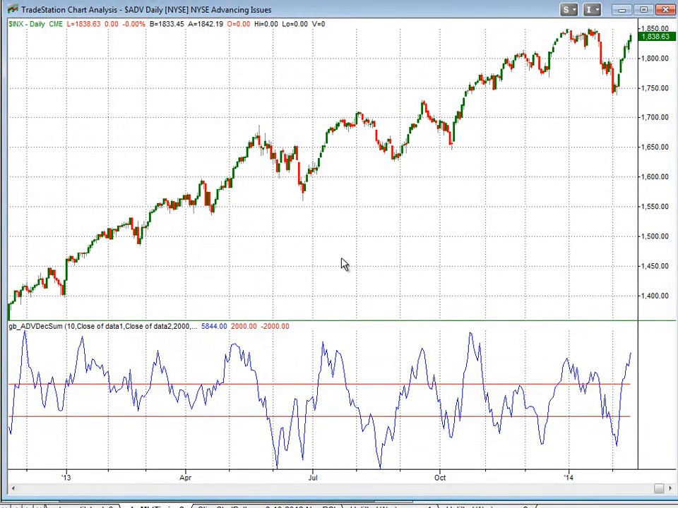If we take a look at a slightly different view, but again, same data, advanced decline data on a 10-day cumulative basis has gotten to a level that is overbought, but we tend to look at this in a way that we want to see it come all the way back down, back under this band right now, which is at the 2000 level in terms of cumulative. And that would indicate that the weakness has gotten weak enough that it's really going to start to hit the market.